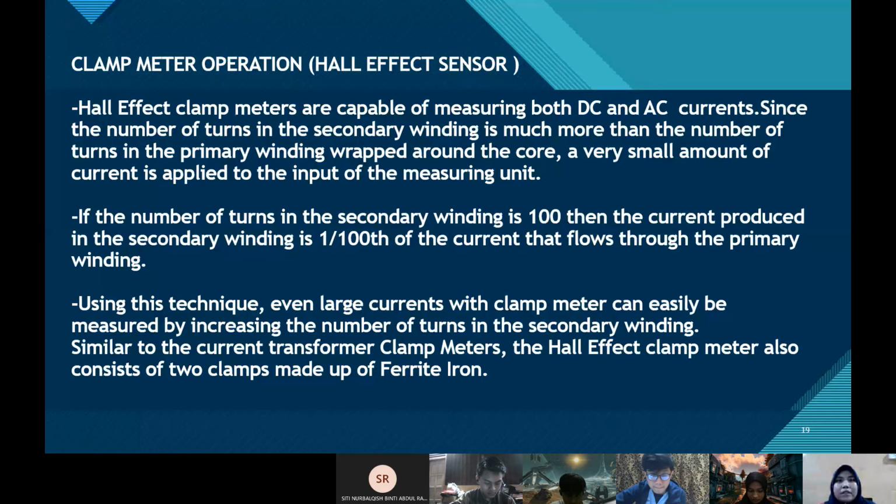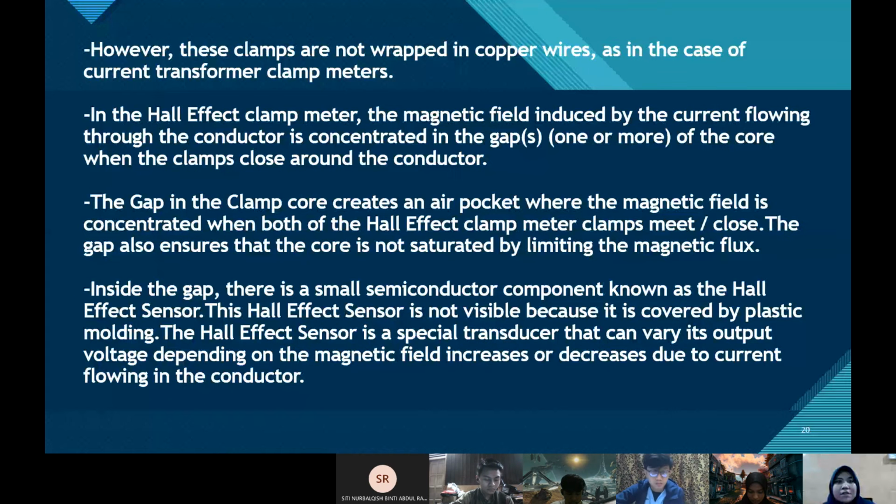In the Hall effect clamp meter, the magnetic field induced by the current flowing through the conductor is concentrated in the gaps, one or more, of the core when the clamps close around the conductor. The gap in the clamp core creates an air pocket where the magnetic field is concentrated when both of the Hall effect clamp meter clamps meet or close. The gap also ensures that the core is not saturated by limiting the magnetic flux.